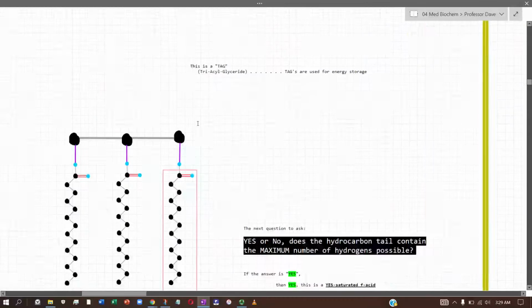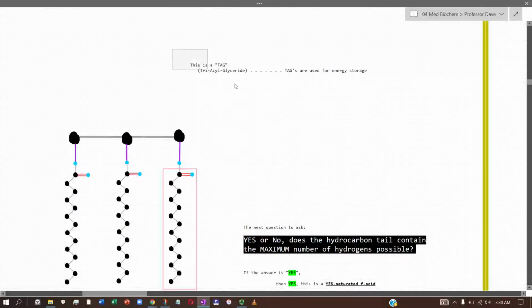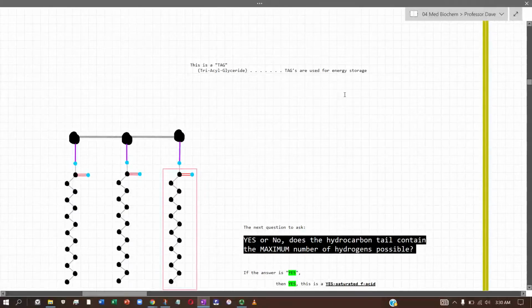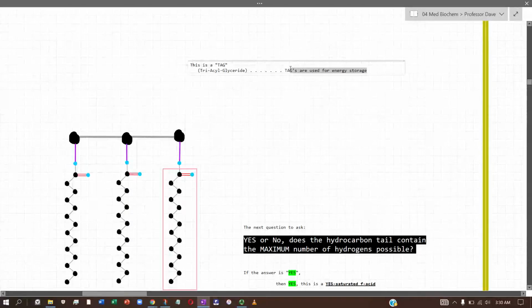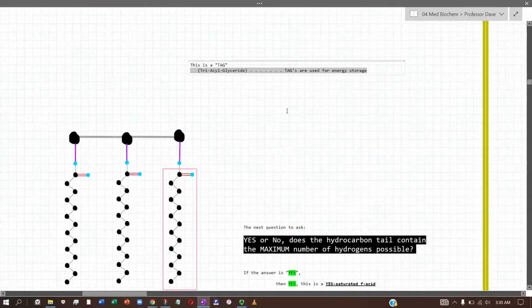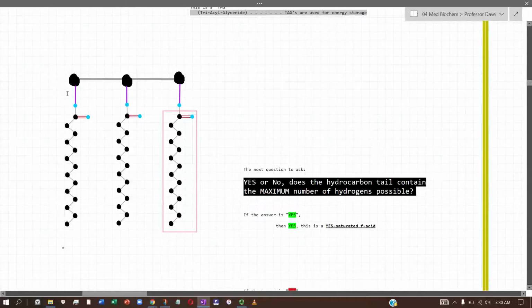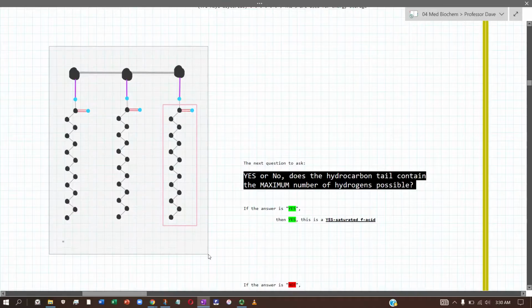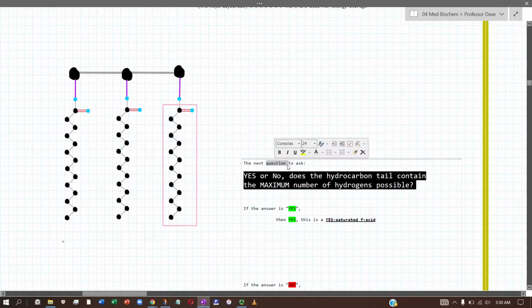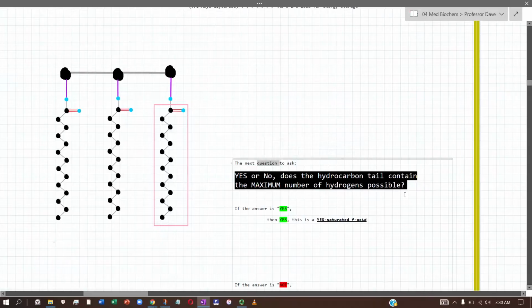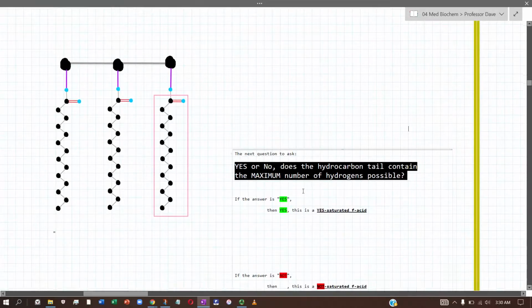Here we go. So as I mentioned earlier, this is a TAG, triacylglyceride, and TAGs are used for energy storage. That's definitely important for the class, for the upcoming weeks and months. So here you have your TAG. The next question to ask is, yes or no, does the hydrocarbon tail contain the maximum number of hydrogens possible?